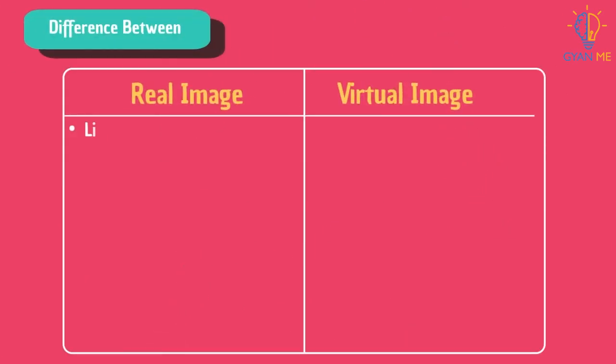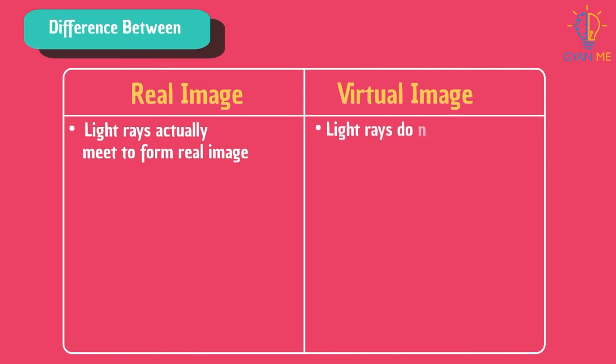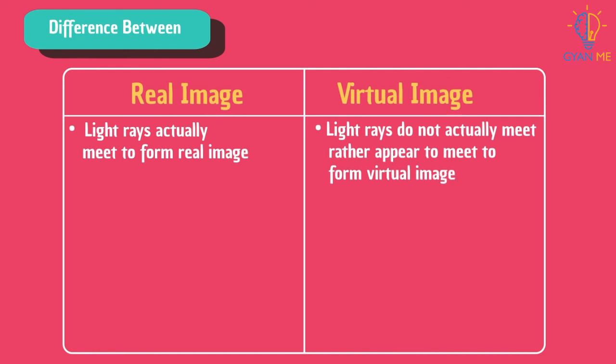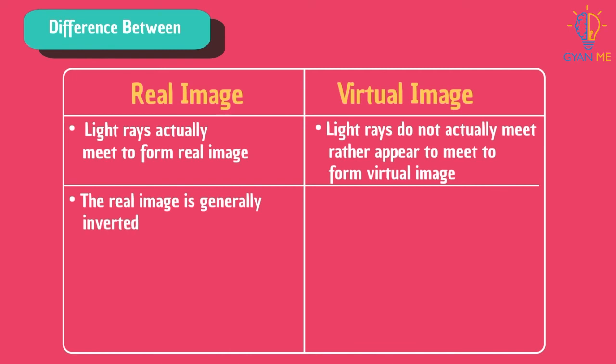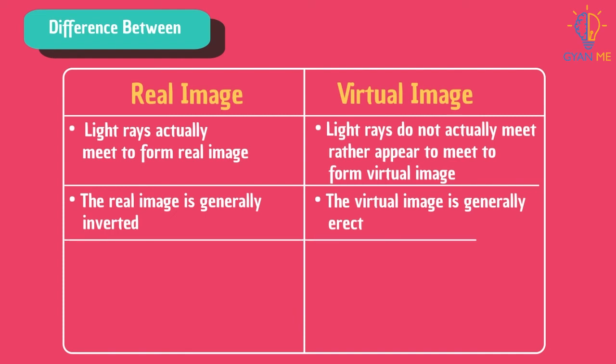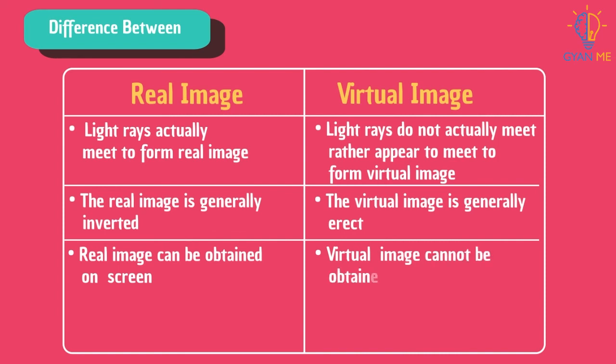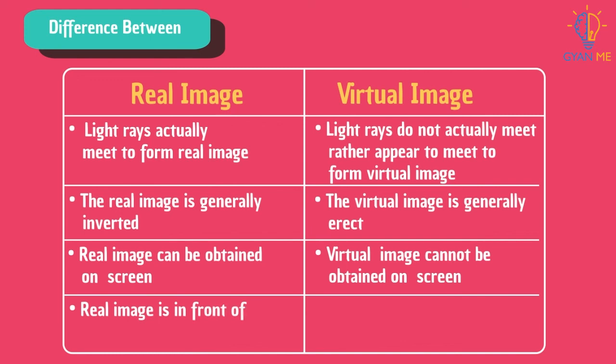In real image, light rays actually meet to form an image, while in virtual image, light appears to meet at some point behind the mirror. The real image is generally inverted, while the virtual image is erect. Real image can be obtained on screen, while virtual image cannot be obtained on screen. Real image is always in front of the mirror, while virtual image is behind the mirror.